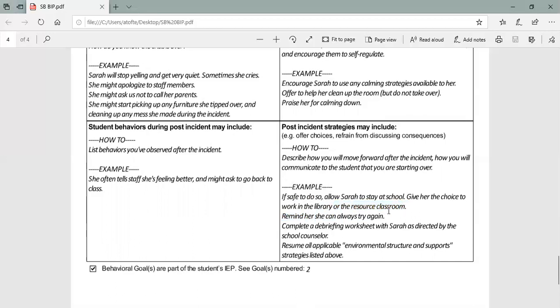Remind her you can always try again. Maybe you're completing a worksheet with Sarah as directed by the school counselor. There are some great examples of, let's do this guided with a facilitator, so with a teacher or a para helping her, where you can talk about what happened, what made you upset, what did you do when you're upset, and what could you do differently next time. So there's some debriefing worksheets with that kind of a template. So maybe you're doing that at that time. And then resume all the applicable environmental structure and support strategies listed above.